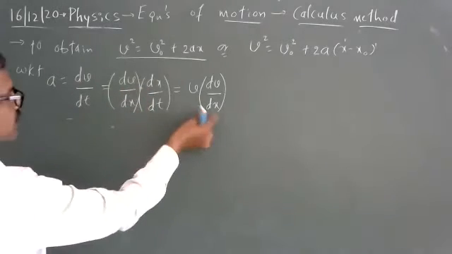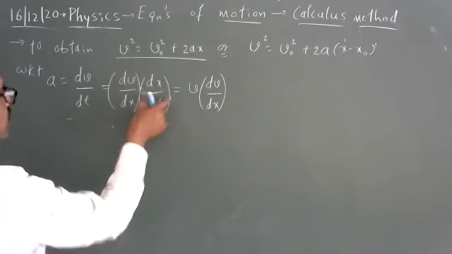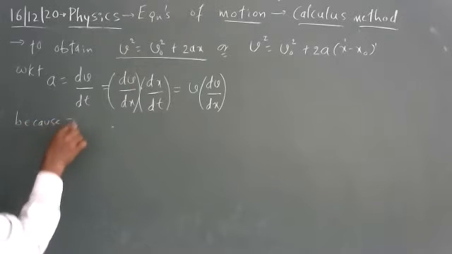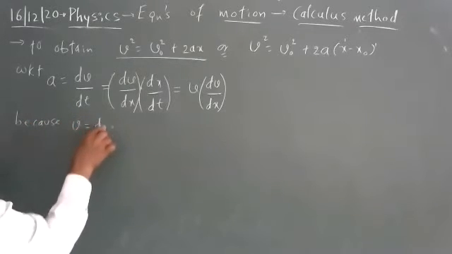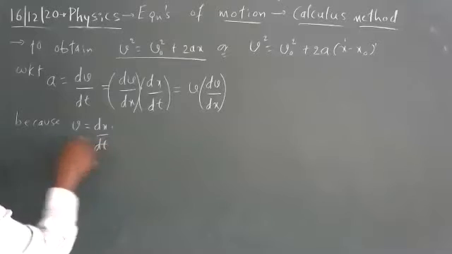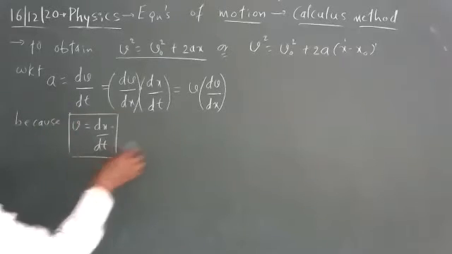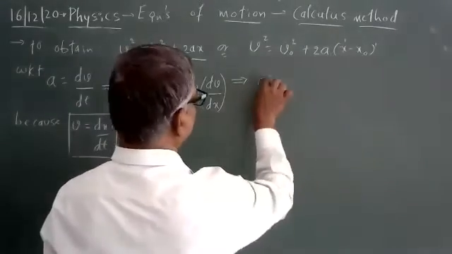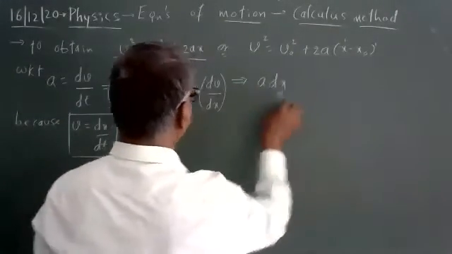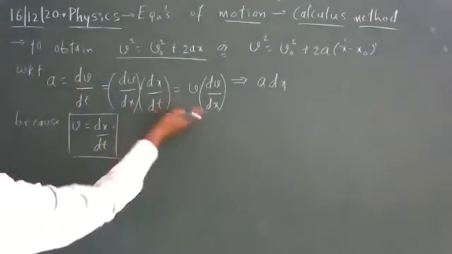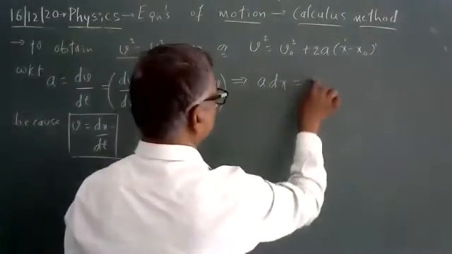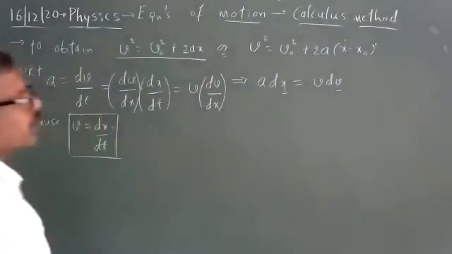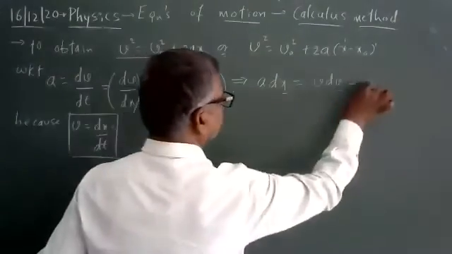This first part is as it is, dv by dx. The second part, dx upon dt, is velocity, because velocity equals dx upon dt. I hope you understand. Now this equation gives me, when I look at this relation, the dx in the denominator multiplies across, so a dx equals v dv. So it is x variable, it is v variable. So integrate it now, call it equation 2.